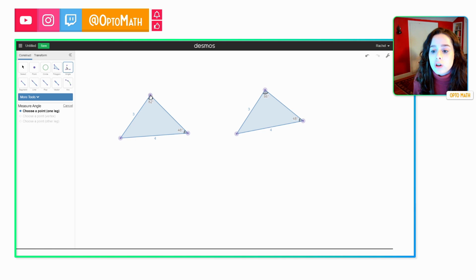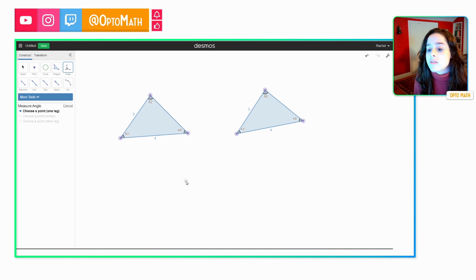Let's go even further and measure the third angle. That one's 50. This one is 45. So notice we did start with side, side, and angle in that order being congruent between the two triangles, but it didn't constitute congruence of the whole entire triangles themselves, just those pieces. So that tells us that side-side-angle does not guarantee congruence for triangles.